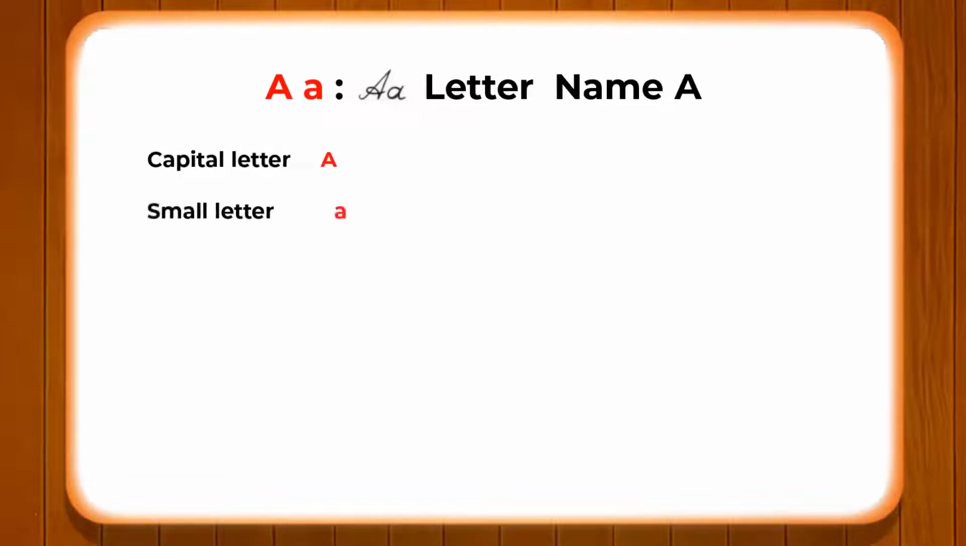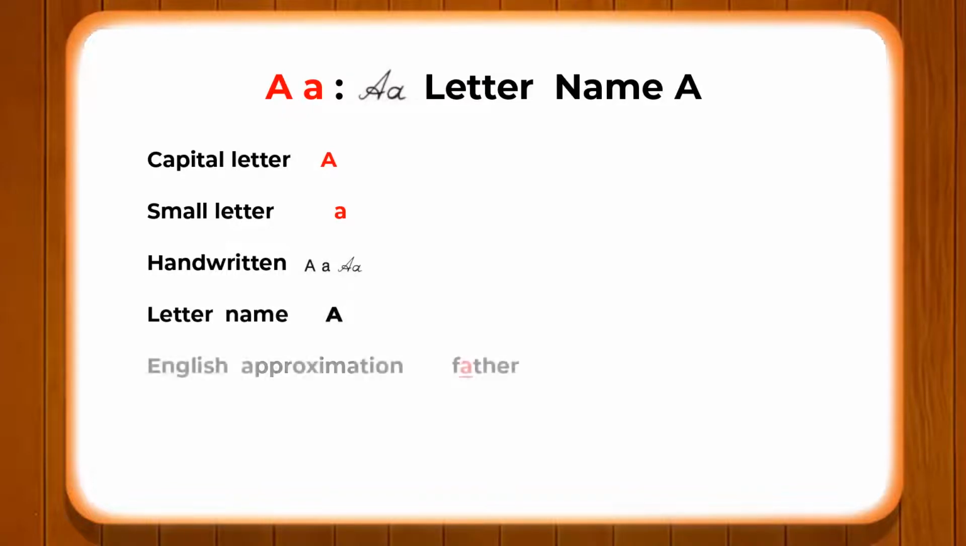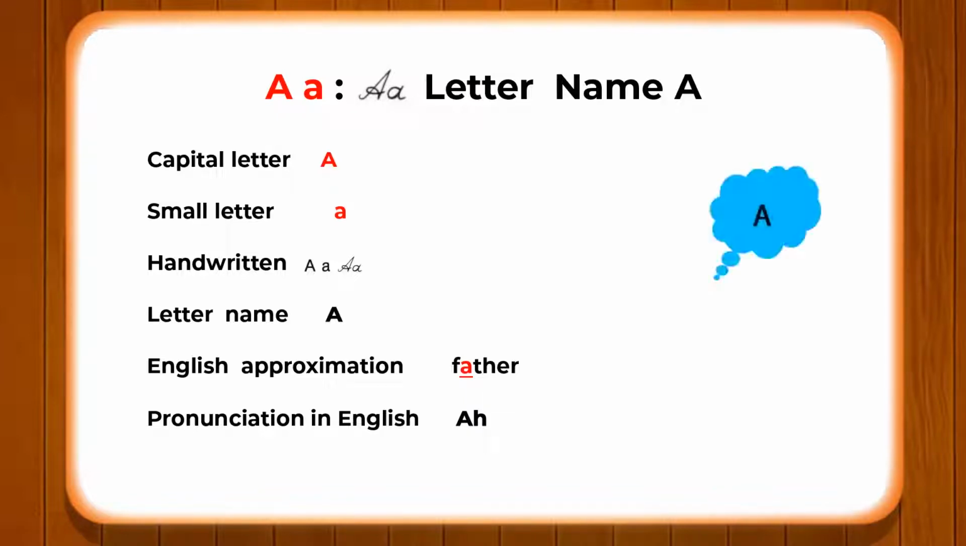The first letter of the Russian alphabet is A. As you can see, this is how we write the letter A in capital and small. We have also used an English approximation so that you understand the probable pronunciation of this letter with the help of an English example, the word father. So, the sound of A in the word father resembles the sound of the Russian letter A.